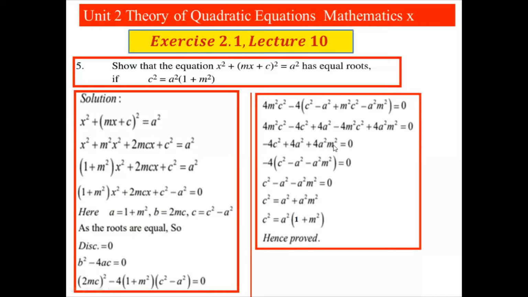Now we can take minus 4 as common. So we are left with c square minus a square minus a square m square. Now we have to remove this minus 4. So dividing both sides by minus 4, we are left with c square minus a square minus a square m square is equal to 0. Now we have to shift these two terms to the right hand side of the equation. So we have c square is equal to a square plus a square m square. From these two terms we can take a square as common. So we are left with 1 plus m square. c square is equal to a square times (1 plus m square). So this is the required condition.